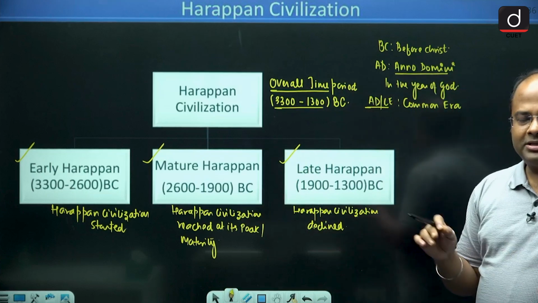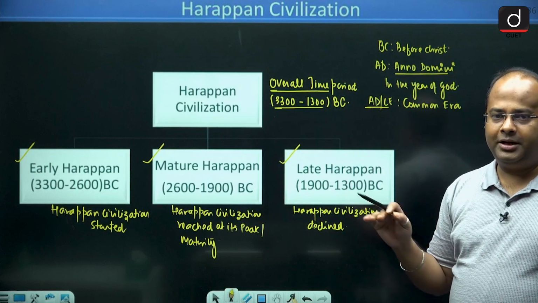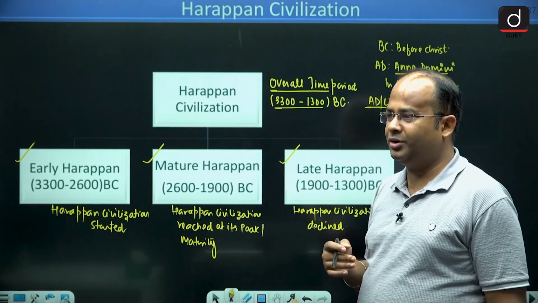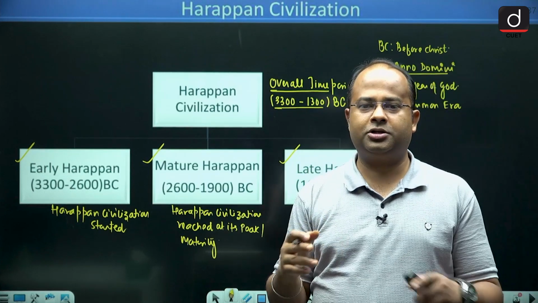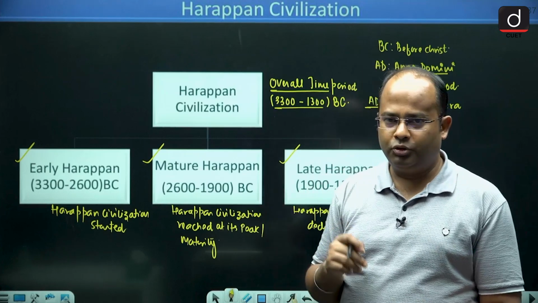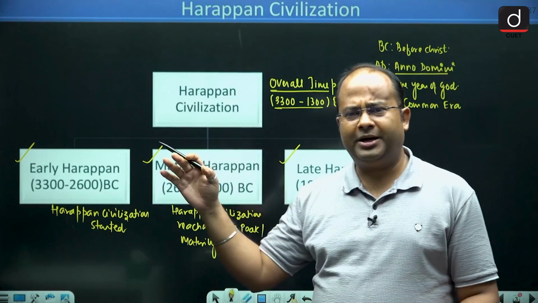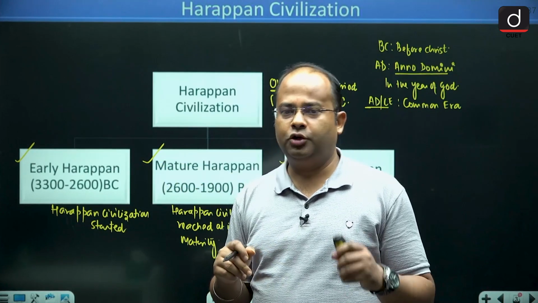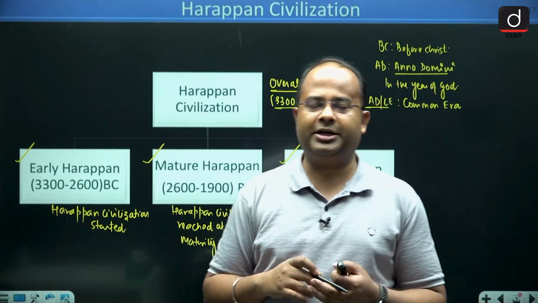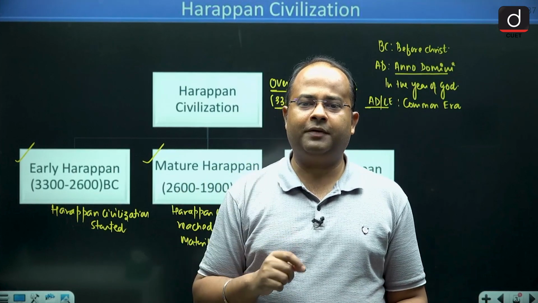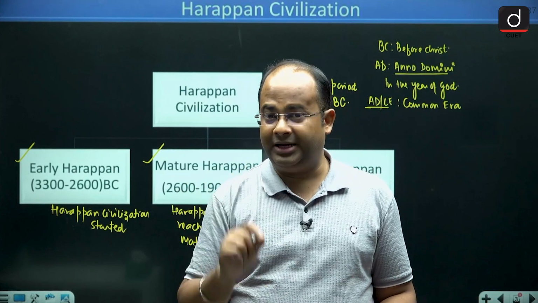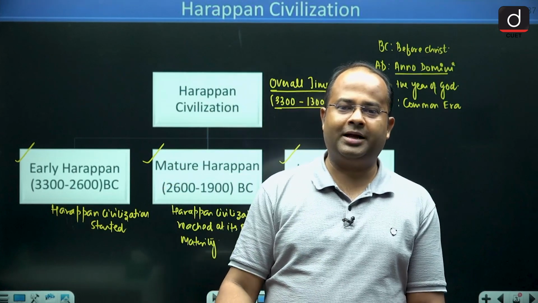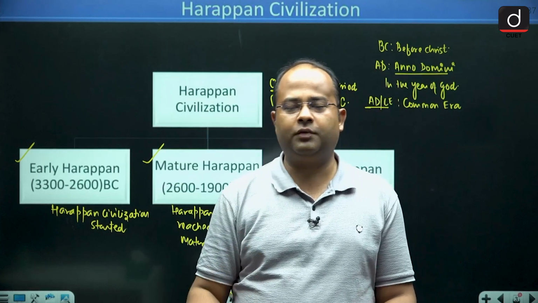So, I hope it is clear to all of you about the time period of Harappan civilization. Harappan civilization is also known as Indus Valley Civilization or Bronze Age civilization. You will find that in some of the books it is written that the time period of Indus Valley is 2600 to 1900 BC.